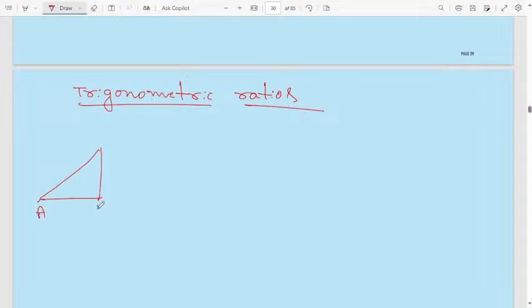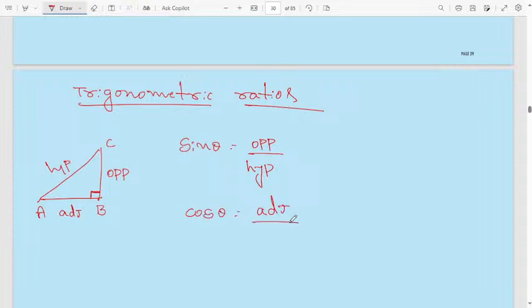If this is A, B, C, and this is a right angle, then opposite to the right angle is the hypotenuse, this one is adjacent, and this one is opposite. Then sine theta is opposite divided by hypotenuse, very basic. Then cos theta is adjacent divided by hypotenuse. Then tan theta is opposite divided by adjacent.